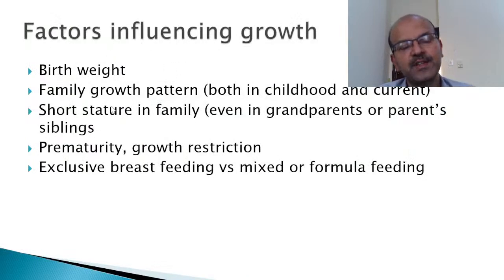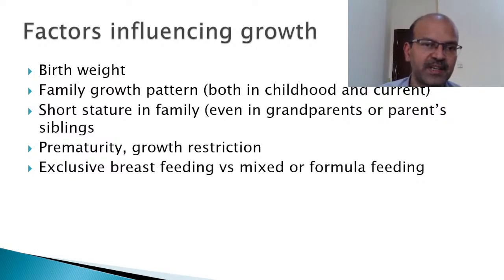So the factors influencing growth include the birth weight, the family growth pattern, both in childhood and current pattern of the parents. So the pattern in childhood is important in terms of constitutional growth delay, for example, where one of the parents may have late puberty and their growth spurt is delayed, and the same pattern may reflect in the baby. There may be short stature in the family, so the parents may be of normal height, but one of the grandparents may have a short stature, and skip genes can happen. And so even if the mid-parental height is suggestive, if there are short family members, you may consider that.